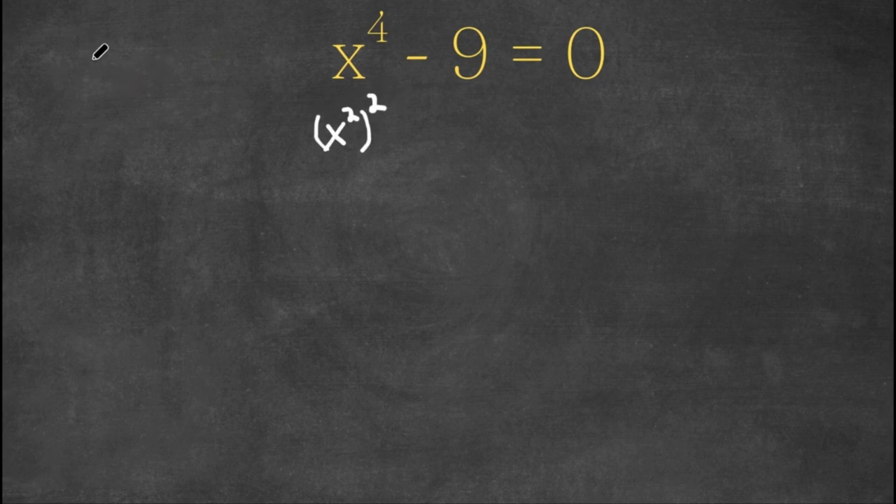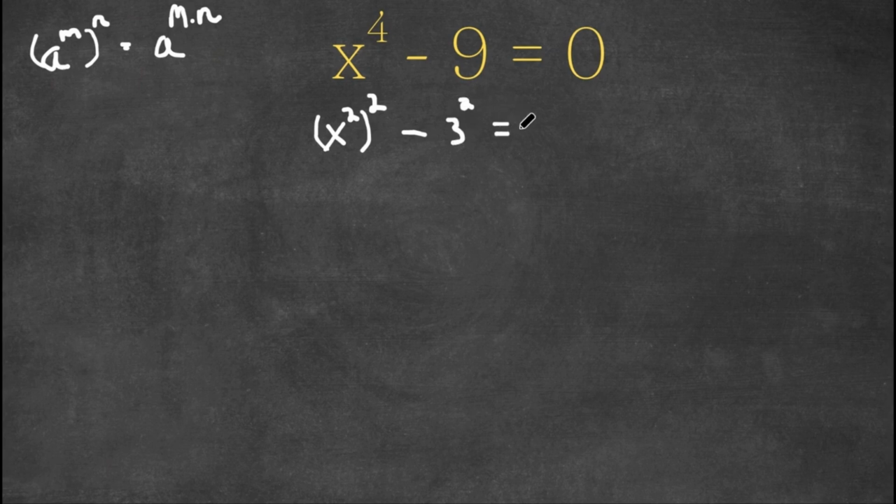Because remember, an important property of exponents is that we have a to the power of m to the power of n. This is also equal to a to the power of m times n. So what I'm doing is simply reversing this, converting it back to its original form. So x squared to the power of 2 minus, now I'm going to change 9 to 3 squared. And this is still equal to 0.